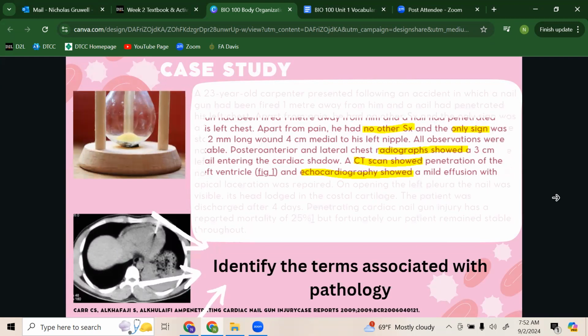So someone that I highlighted here, there were no other symptoms. The only sign was a 2 millimeter long wound, 4 centimeters medial to the left nipple. So he didn't say he had any symptoms apart from pain. And our wound is a sign because we're observing that. That's objective. So radiograph showed, that's going to be considered a clinical test. The CT scan, same thing. It's an imaging. It's one of our clinical tests. And then echocardiography is also going to be a clinical test.